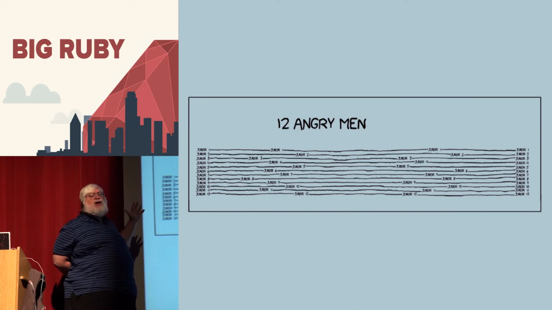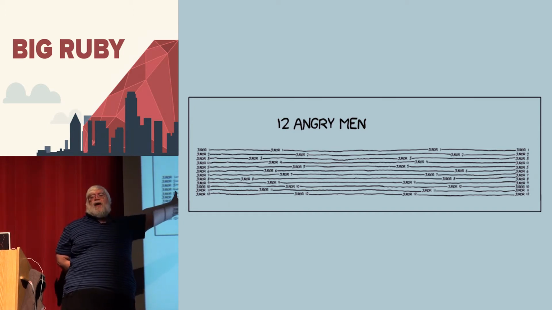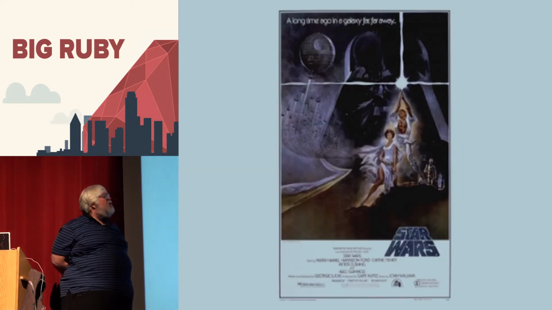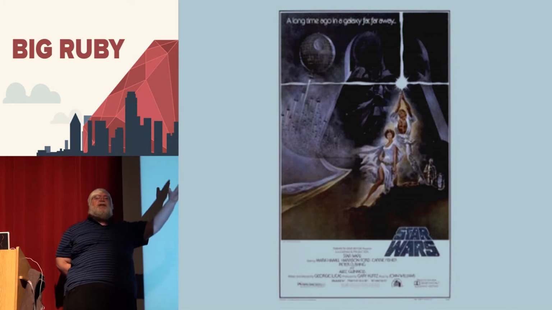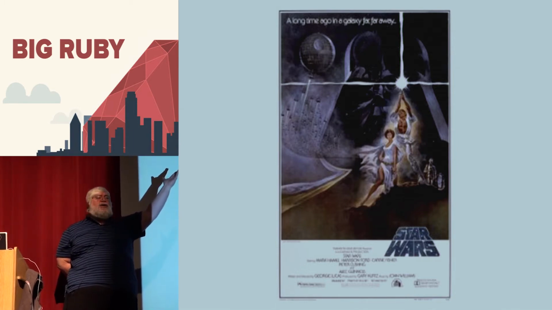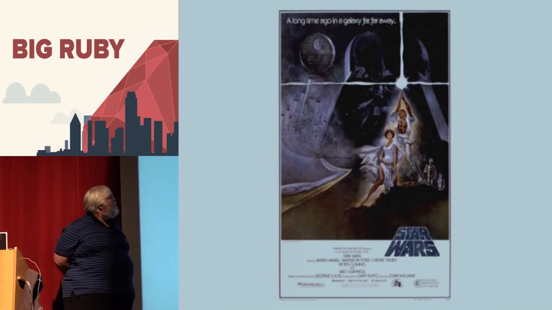So here's the narrative chart for 12 Angry Men. 12 men in a room. They don't move around much. Here's another movie you might be more familiar with. How many have seen this one? If you don't raise your hand, you lose your geek status.